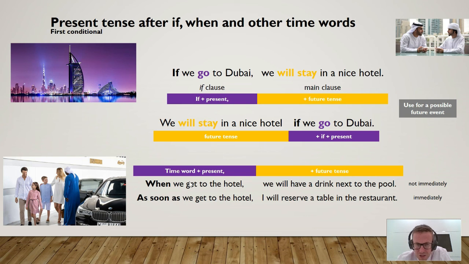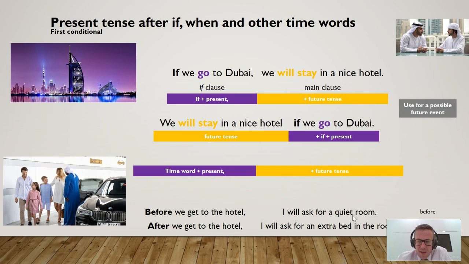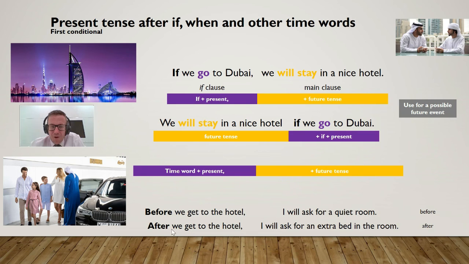And other words we can use, before and after. Before we get to the hotel, I'll ask for a quiet room. This means maybe you will phone them in the couple of days before you arrive to say, please can we have a quiet room. After we get to the hotel, I'll ask for an extra bed in the room. So that means when you get there, after you get there, you will ask for an extra bed. So again, we're using the same structure as if and plus the present.